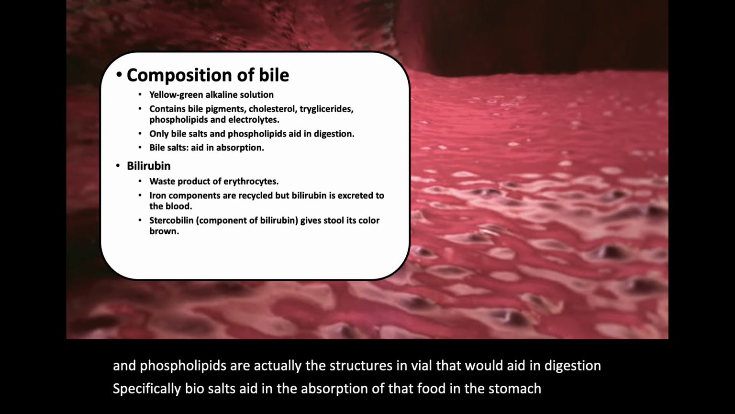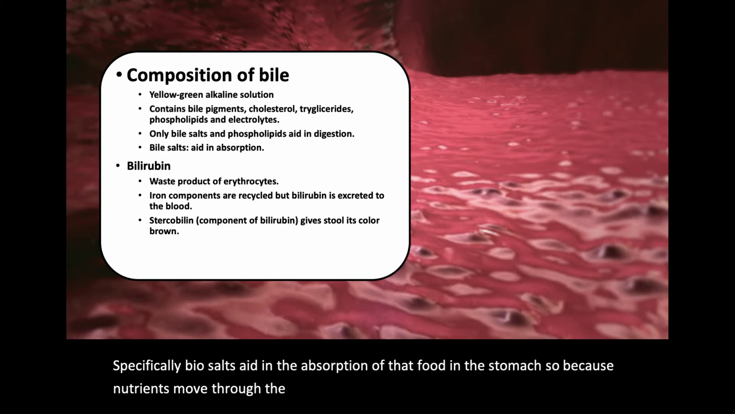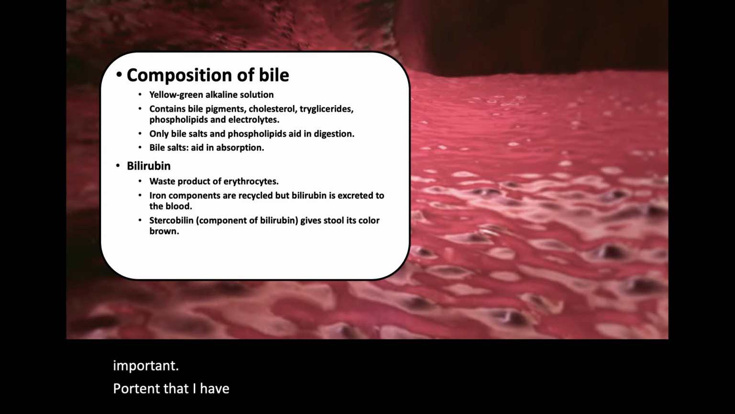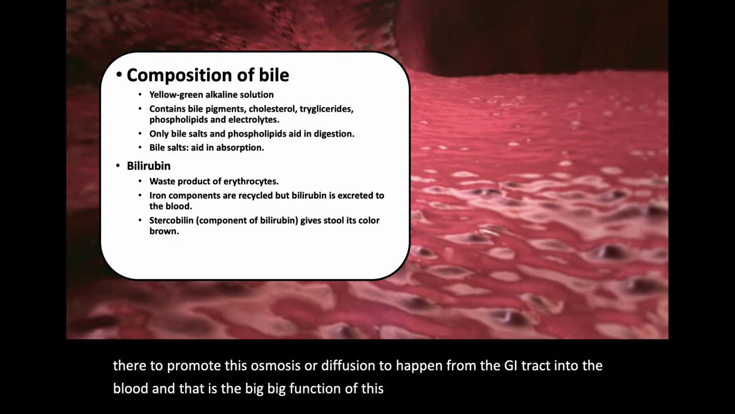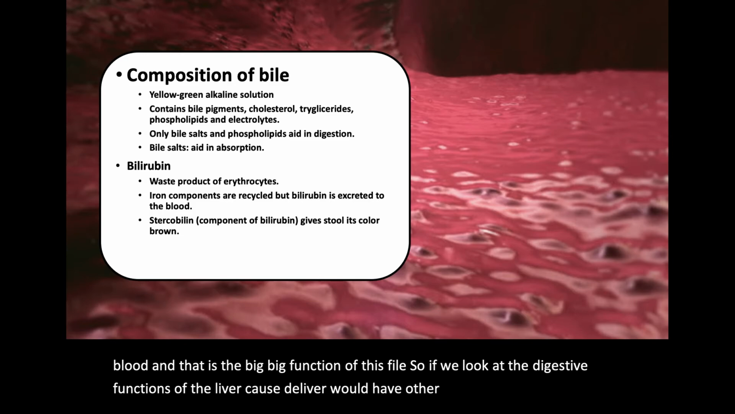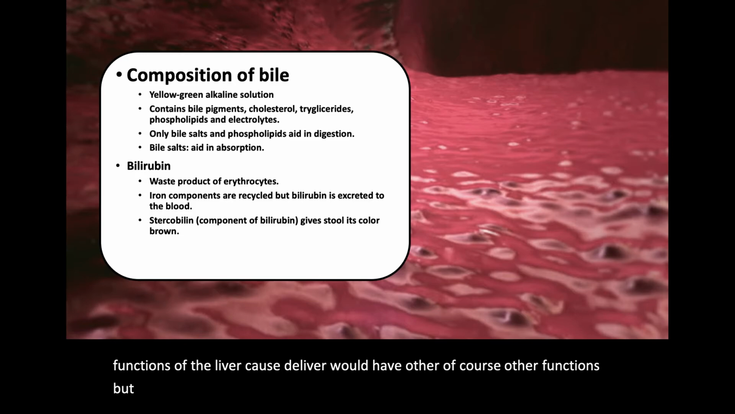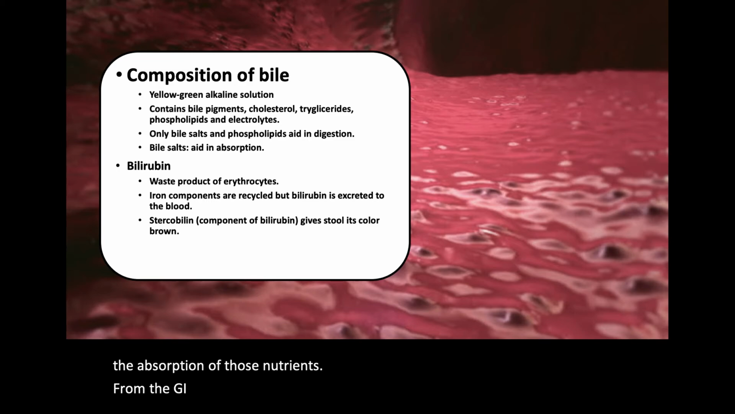Because nutrients move through diffusion from the GI tract into the blood, it's very important that I have something salty that will change the concentration of solute in there to promote this osmosis or diffusion from the GI tract into the blood. And that is the big function of this bile. So if we look at the digestive functions of the liver, because the liver of course has other functions, but just in digestion, bile would be the important thing, and it has to do with the absorption of those nutrients from the GI tract into the blood.